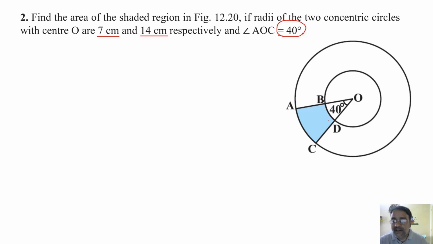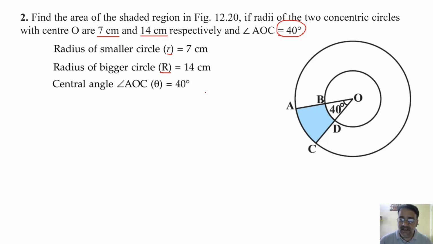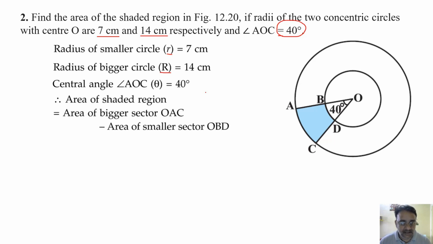Okay, so radius of smaller circle is given 7 centimeter. We'll take it as small r, and radius of the larger circle, bigger circle, is 14. We'll take it as capital R, and the central angle theta is given 40 degree. And just now I told you that area of shaded region is area of the bigger sector minus area of the smaller sector. So तो फॉर्मूला क्या है? थीटा अपॉन 360 इंटू पाई आर स्क्वायर और पाई आर स्क्वायर थीटा अपॉन 360 दोनों तरीके से लिख सकते हैं.